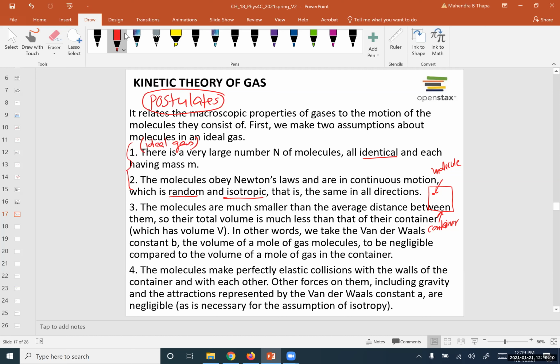Okay, but for the van der Waals gas, we have to consider those factors, and we consider here that the molecules make perfectly elastic collisions with the walls of the container and with each other. Means in this case we are assuming that no energy loss happens: kinetic energy before collision and kinetic energy after collision is equal. Okay, so we will use those postulates to get equations.